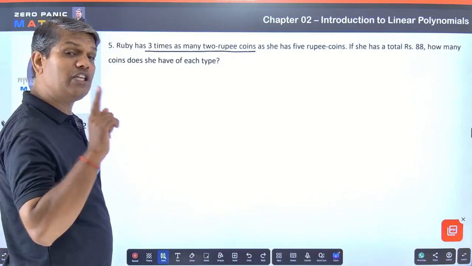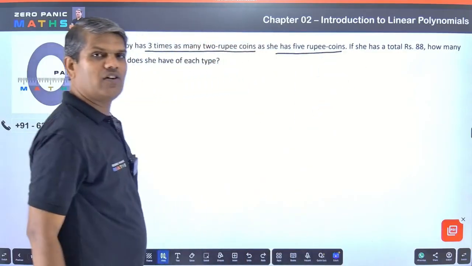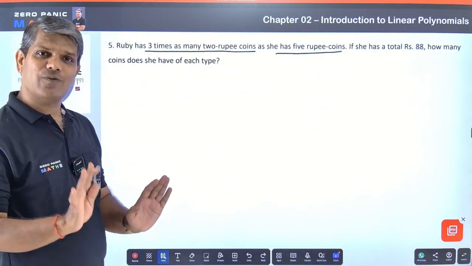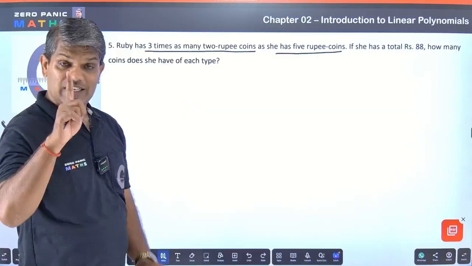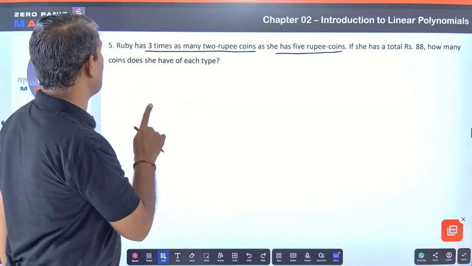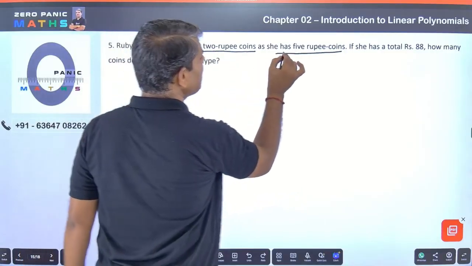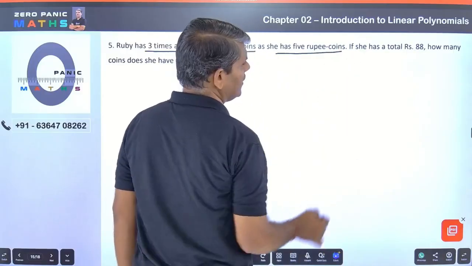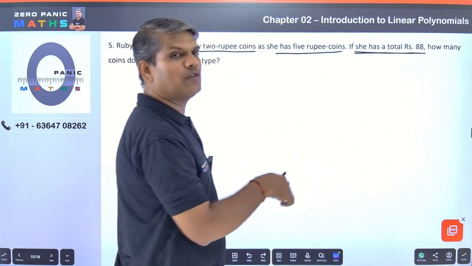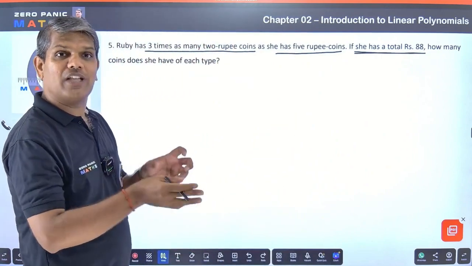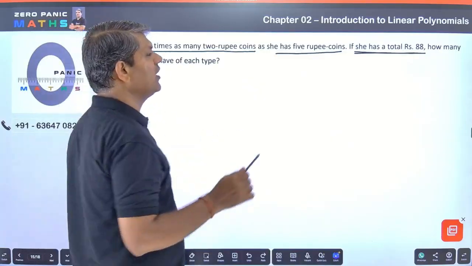3 times as many 2 rupee coins as she has 5 rupee coins. Okay, so if you consider x as 5 rupee coins, then 3x will be 2 rupee coins. Listen and read this problem carefully: 3 times as many 2 rupee coins as she has 5 rupee coins. If she has a total of 88 rupees, this is the information that allows us to form the algebraic expression or the linear polynomial. Okay, remember this.